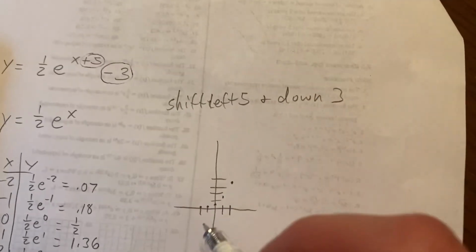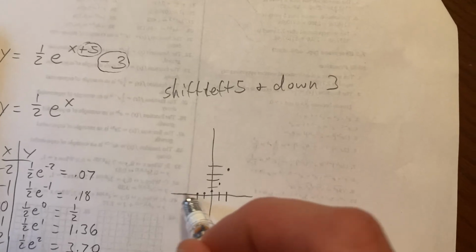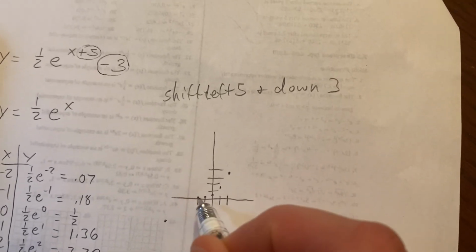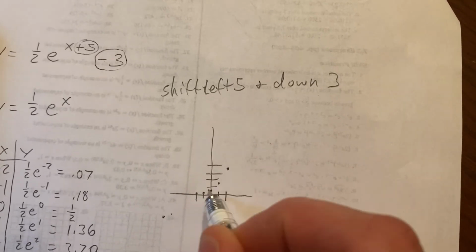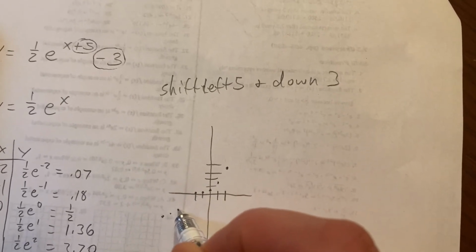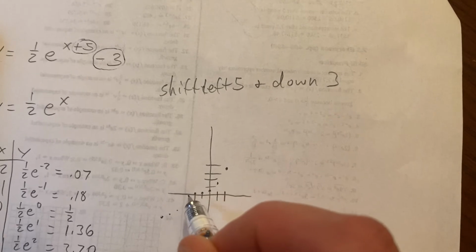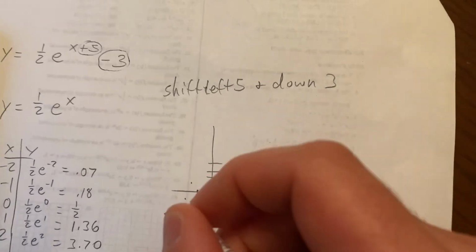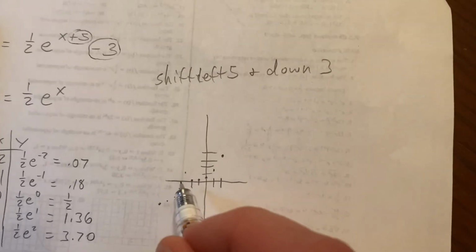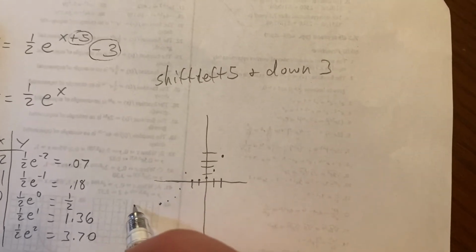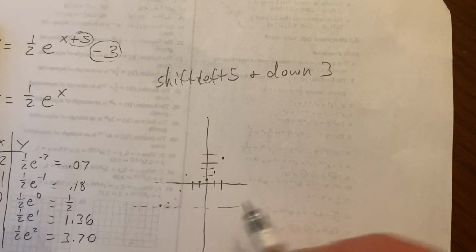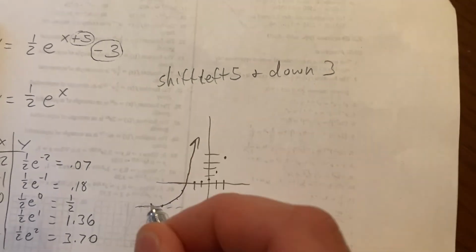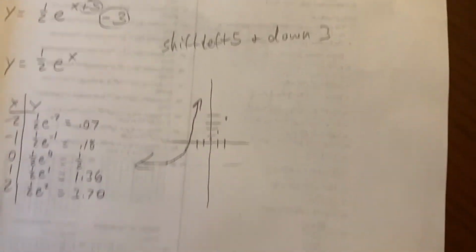So each point we're going to go left 5, down 3, left 5, down 3, and so on for each point. And then we also need to keep in mind that our asymptote moves down 3. And now we've got the accurate graph like so.